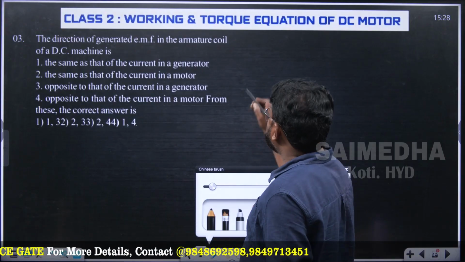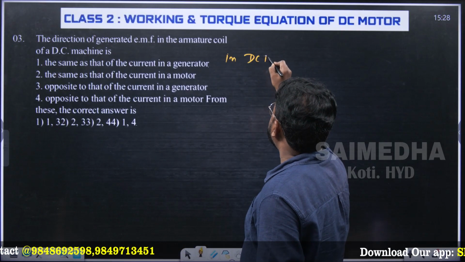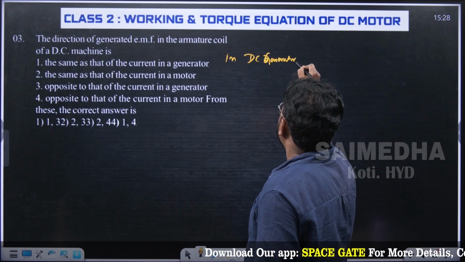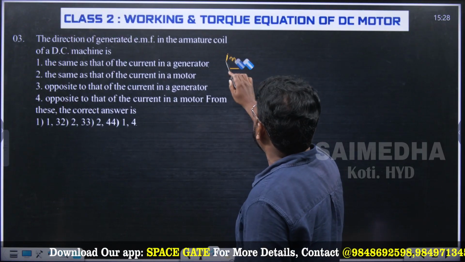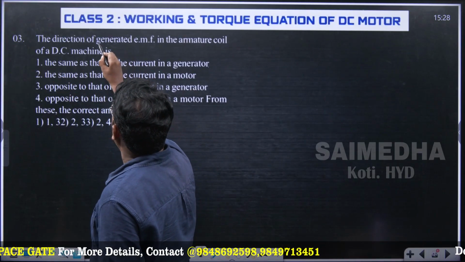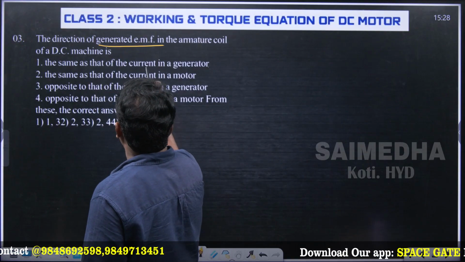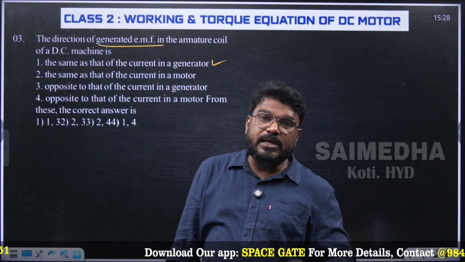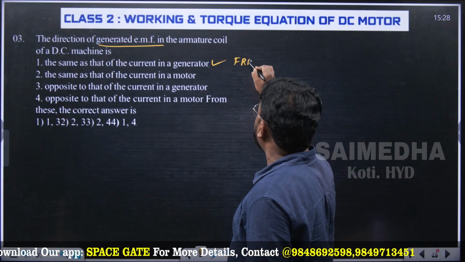So in the DC generator point of view, let us consider the first statement. Here the direction of the induced EMF in the armature coil is the same as that of the current in the generator. So this is the correct statement. The direction is obtained by using Fleming's right hand rule, the FRR.